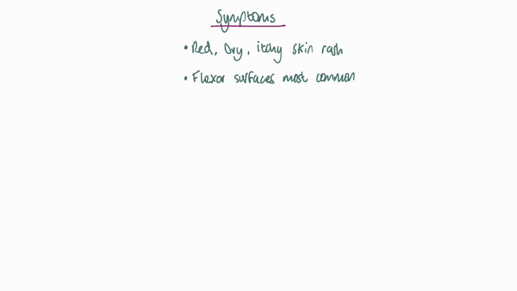So what are the symptoms of eczema? Eczema presents as red, dry, itchy sore patches of skin. Eczema usually affects the flexor surfaces of the body, such as the inside of the elbows and the back of the knees. However, it can also affect the extensor surfaces of the body, as well as other areas of the body such as the face and neck.